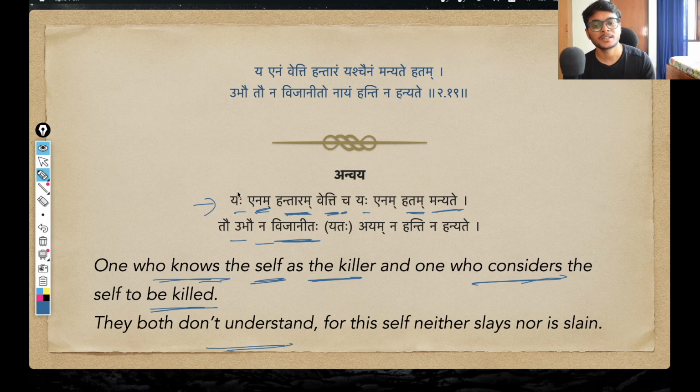So basically Krishna is saying both of these people are ignorant, because ayam, this self, na hanti, neither slays, na hanyate, nor is slain. The self neither kills nor is killed. So he's telling Arjuna that if he thinks that by killing some person the self is killed, he is wrong. And if he thinks that the one who is killing is the self, then also he is wrong.